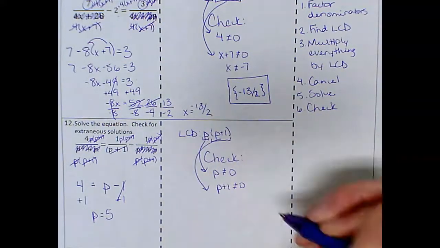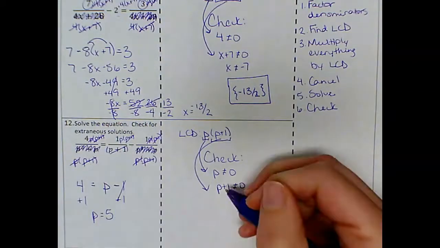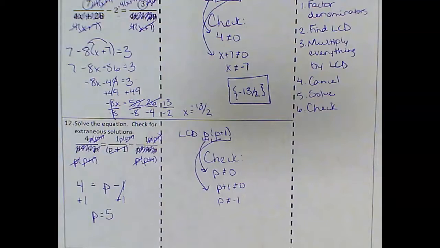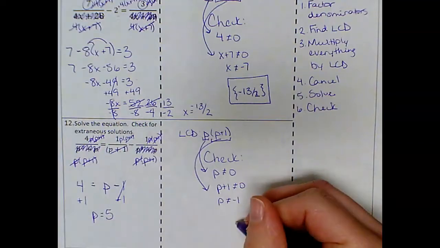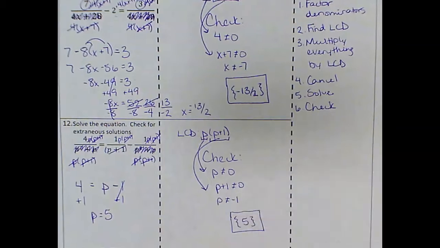Now let's check p plus 1. P plus 1 can't be 0. If that's the case, then all of these denominators will be 0, and that's not okay. So p can't be equal to negative 1, and that's okay. It doesn't interfere with the solution that we got, so our solution for this rational equation is 5.